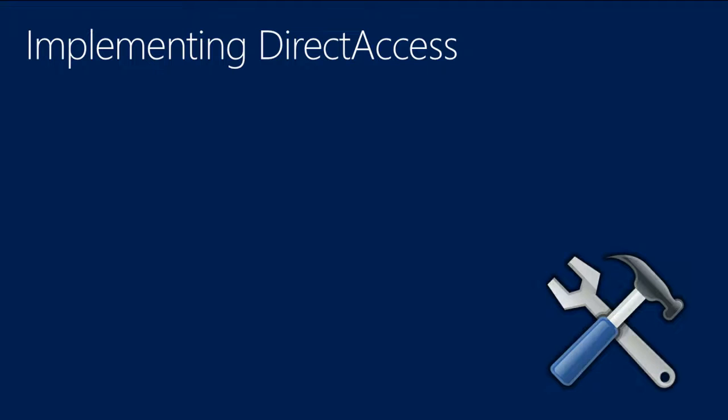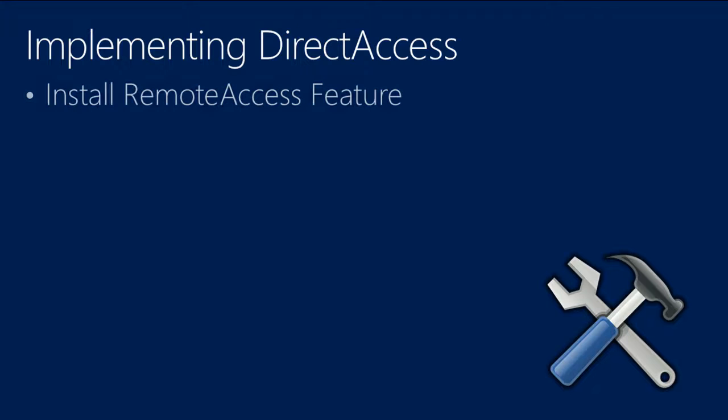So let's talk a little bit about implementing DirectAccess. It's not, on paper, a trivial thing. There's a lot of planning, obviously, that has to take place. But in a simplified deployment scenario, you're going to see that it is indeed quite simple. It's as simple as installing Server 2012, joining it to the domain, and installing the remote access feature. It's just a feature of Windows Server 2012.